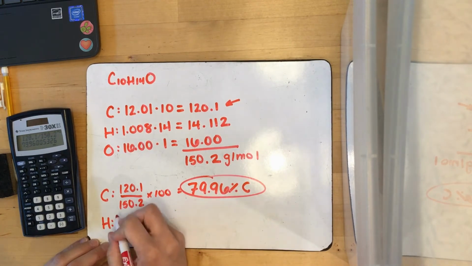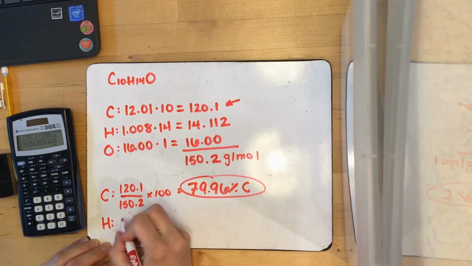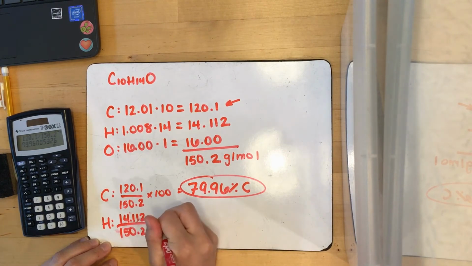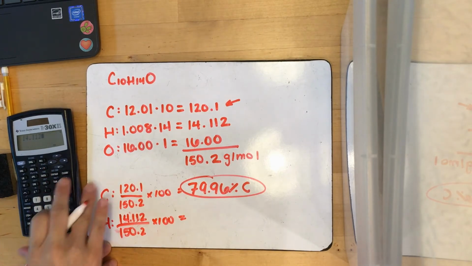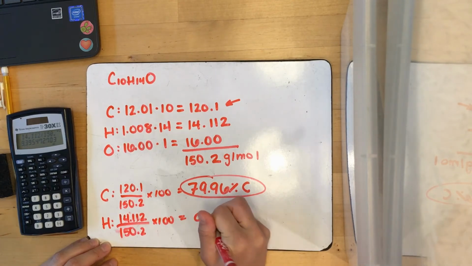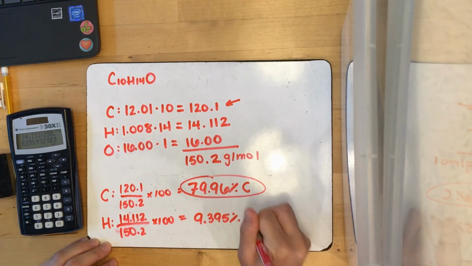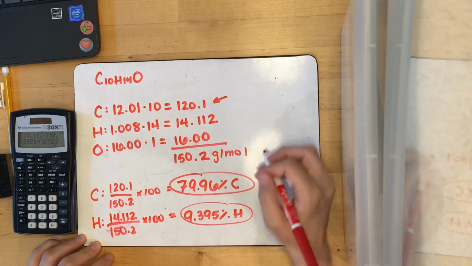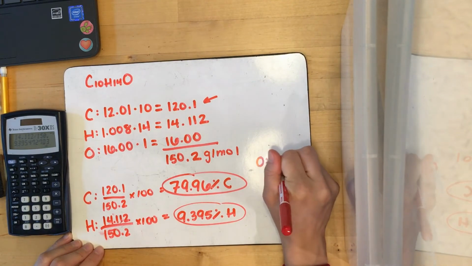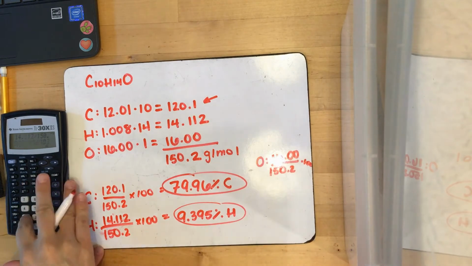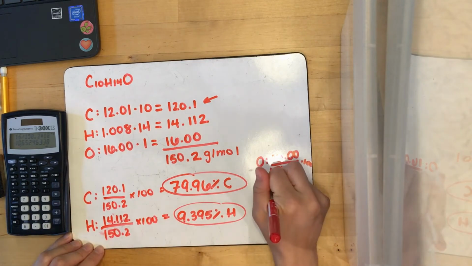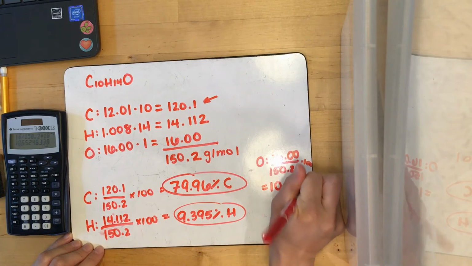For hydrogen, we can do the same thing. 14.112 divided by 150.2 times 100, and we wind up with 9.395% hydrogen. And then for oxygen, we can do 16.00 divided by 150.2 times 100, and we get 10.65% oxygen.